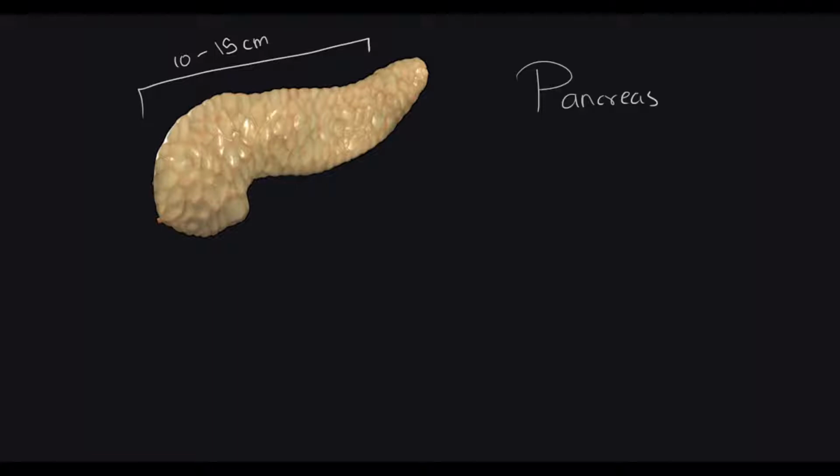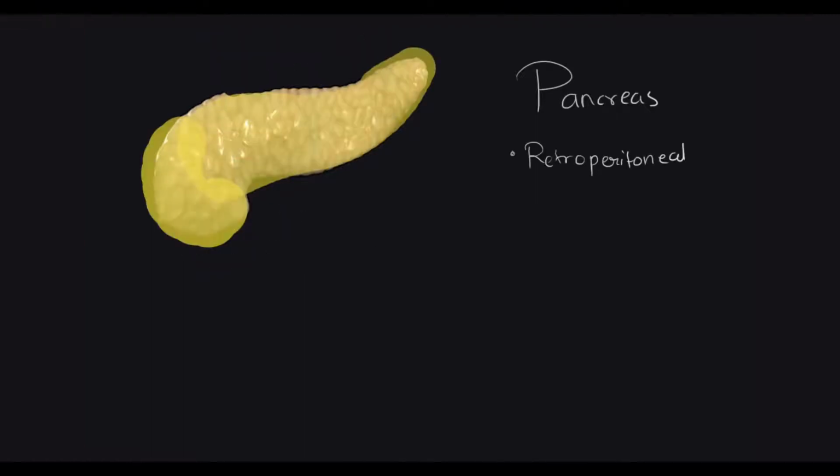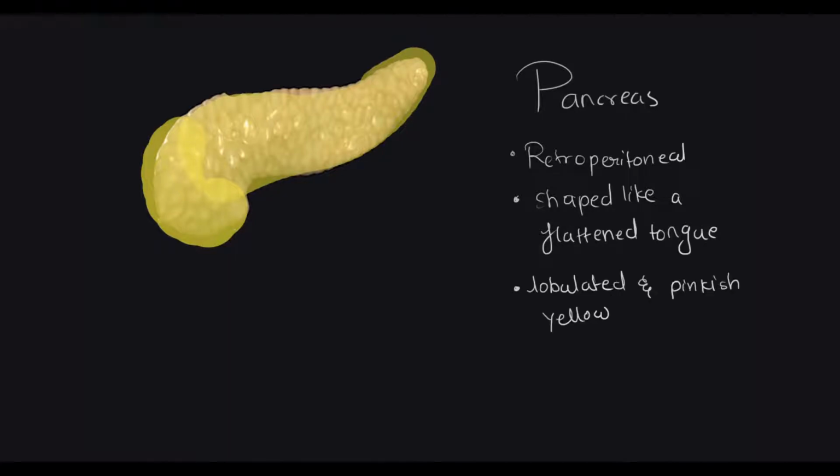Now, it's divided into parts: the head, the neck, the body, the tail, and lastly the uncinate process. Another thing we can see is that the entire structure is retroperitoneal. That means the anterior portion of the pancreas is covered by the peritoneum. It's shaped like a flattened tongue and is lobulated and yellowish in color. A normal pancreas is sort of pinkish, sort of yellowish in color.